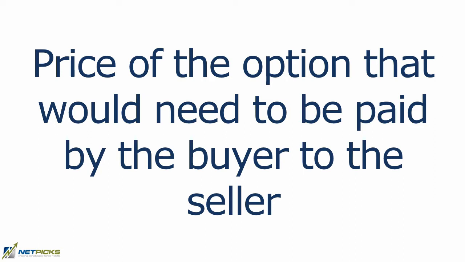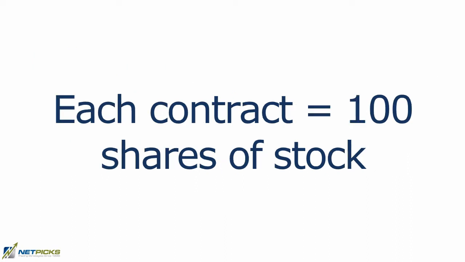So let's just start off by saying that an options premium is the current price of the option that would need to be paid by the buyer to the seller. So when you look at the price quotes in your platform, you're going to notice that they're quoted per share. However, each options contract represents 100 shares of stock.